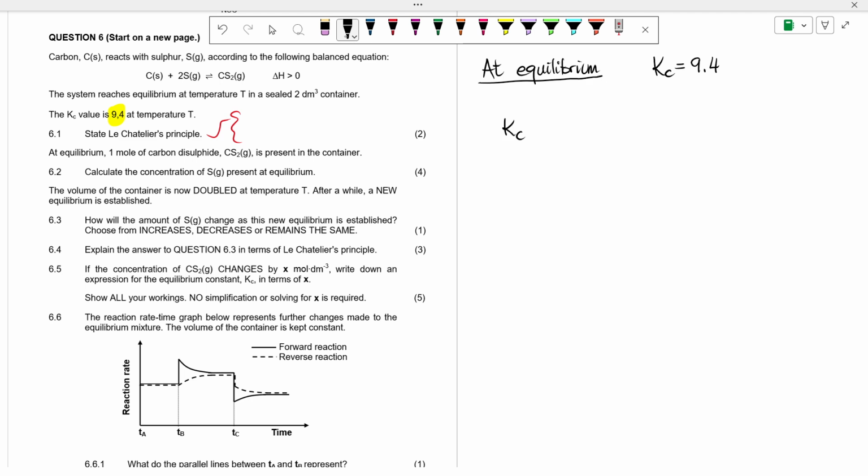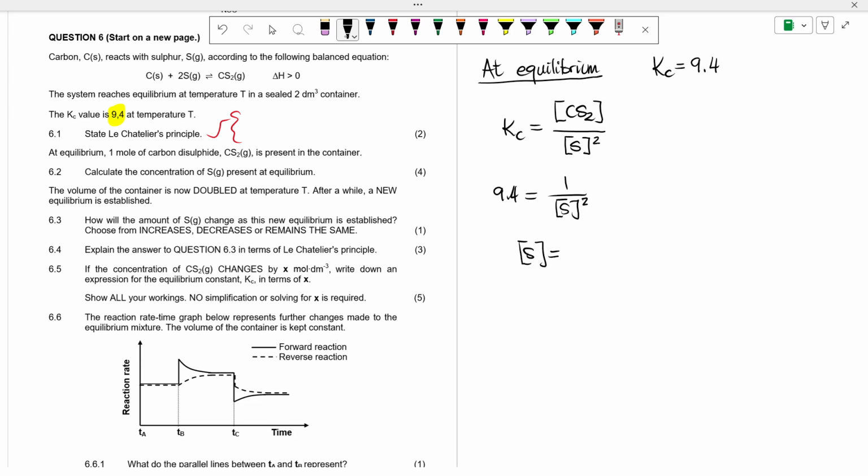So we jump straight into Kc and say Kc is equal to the concentration of CS2 to the power 1 divided by the concentration of S to the power 2. Right? Yes, then we substitute: 9.4 is equal to the concentration of the other one, which is given as 1 mole, so 1 over S squared.